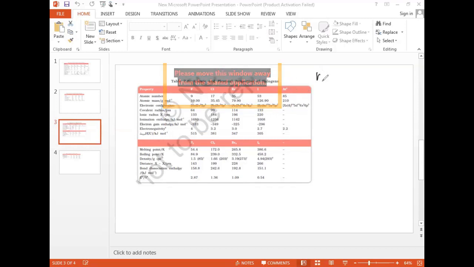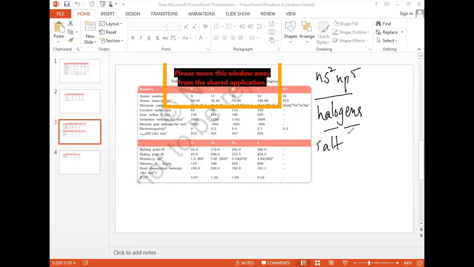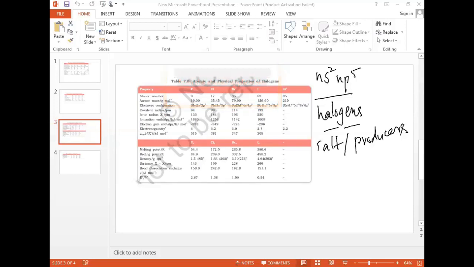Now come to the group 17 elements. The group 17 elements' configuration is ns2np5. What is the name of this group? Halogens. What is the meaning of halogens? Halo means salt, and gens means generators or producers. Salt producers, since in every salt the negative part is mostly F minus, Cl minus, Br minus, I minus. The last element is astatine, At.